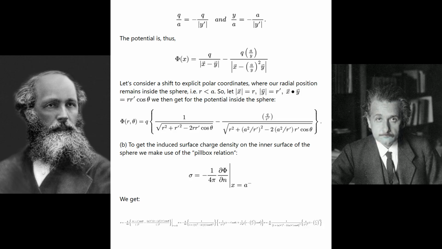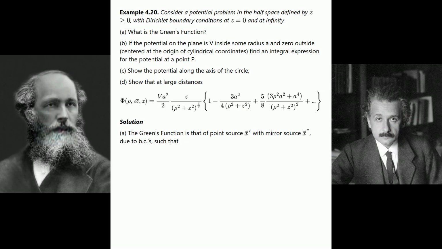Let's consider a shift to explicit polar coordinates, where our radial position remains inside the sphere, i.e. r is less than a. So, let the absolute value of x vector equals r, the absolute value of y vector equals r prime, x vector dot y vector equals r prime cosine theta. We then get for the potential inside the sphere, see the next equation. B. To get the induced surface charge density on the inner surface of the sphere we make use of the pillbox relation. See the next equation. We get, see the next equation.